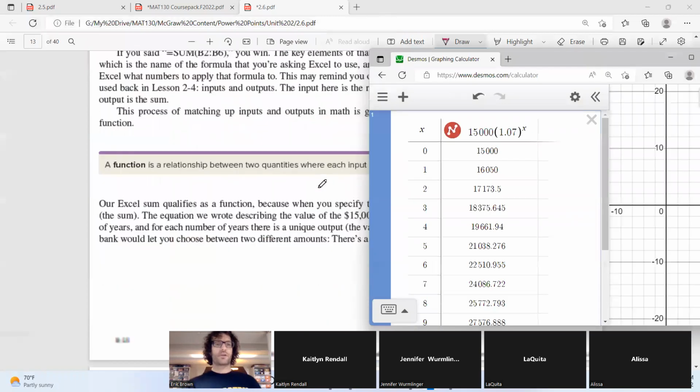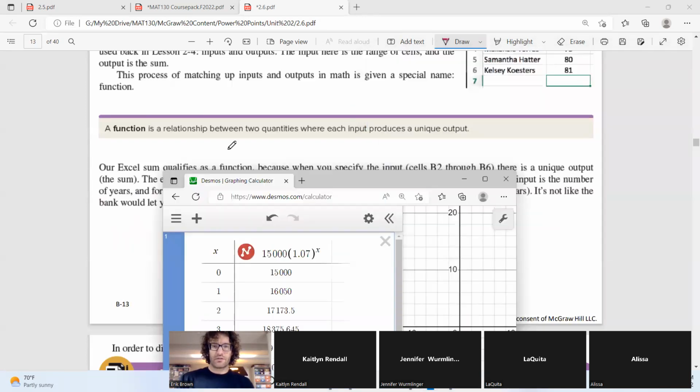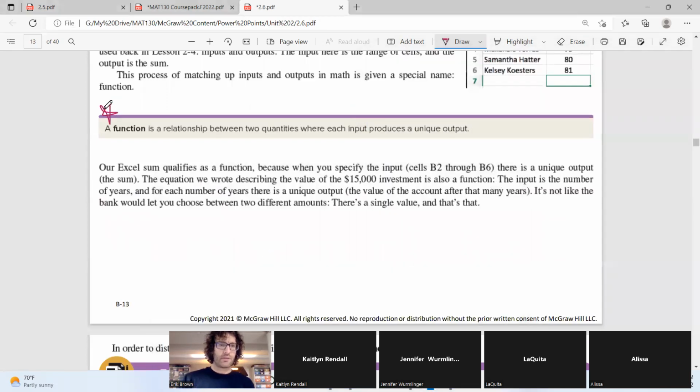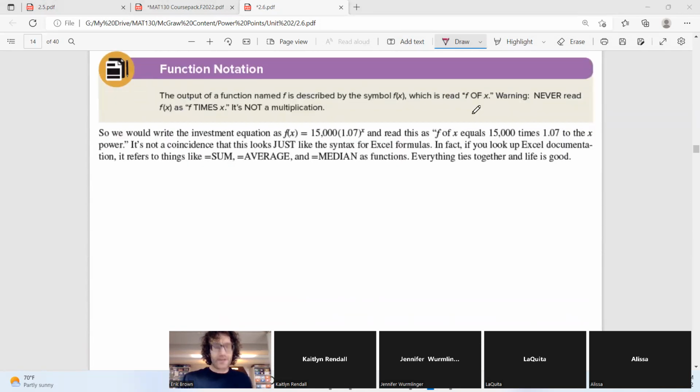Okay, so now we're going to talk about function notation. Our author gives us a definition. I'm not particularly worried about this definition so much. Maybe I should be. A function is a relationship between two quantities where each input produces a unique output. I'm not so worried about that. For now, what I want you to note is the notation.